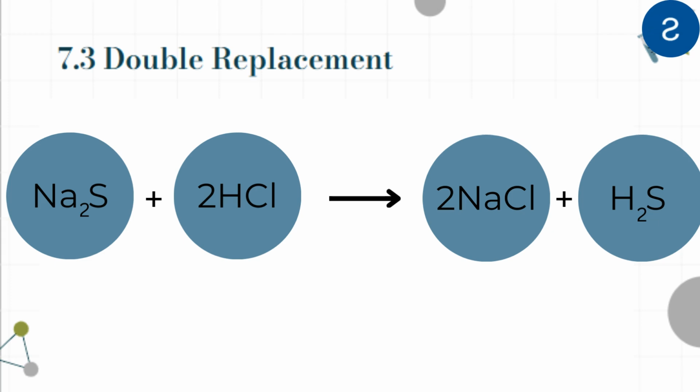Sodium is separated from sulfur and bonded with chlorine instead to form the first product, sodium chloride, and the second product shows the hydrogen element bonding with sulfur to create hydrogen sulfide, resulting in the two compounds resulting in two new compounds.